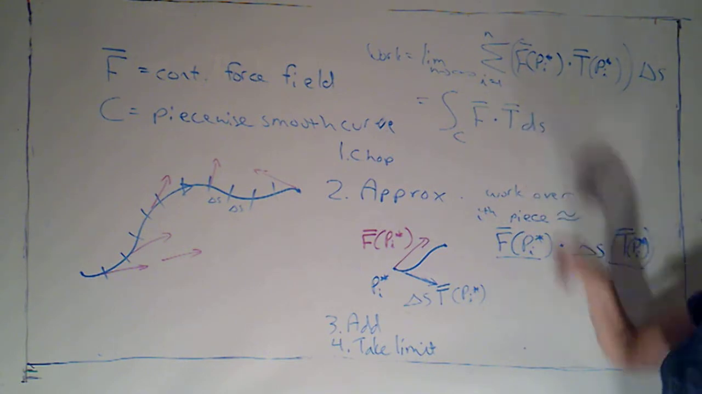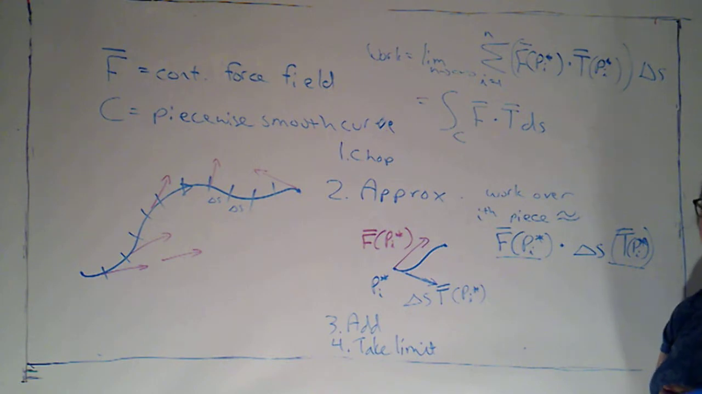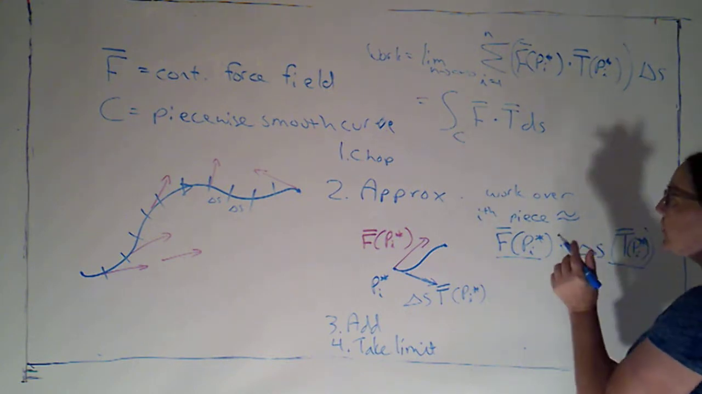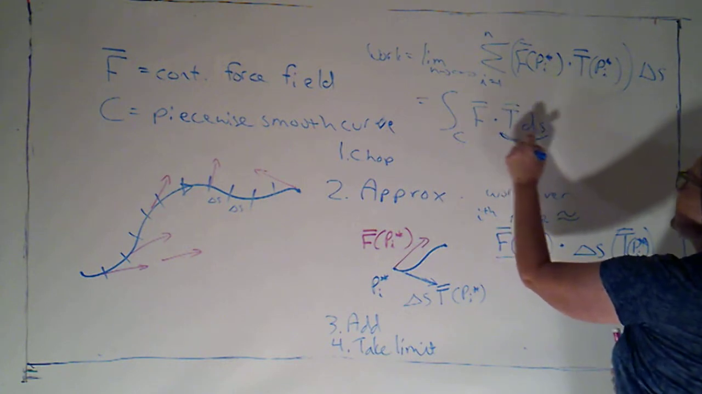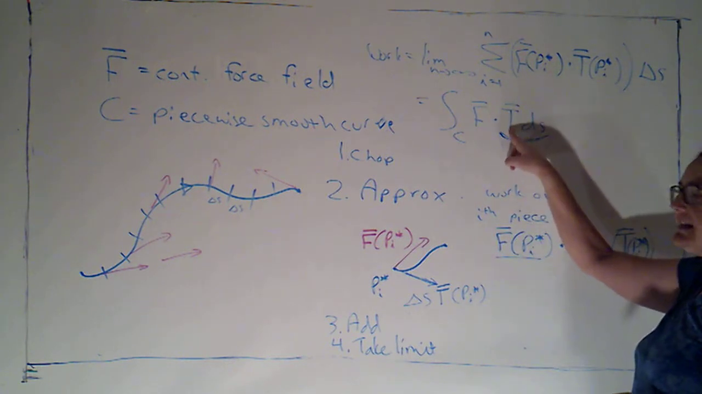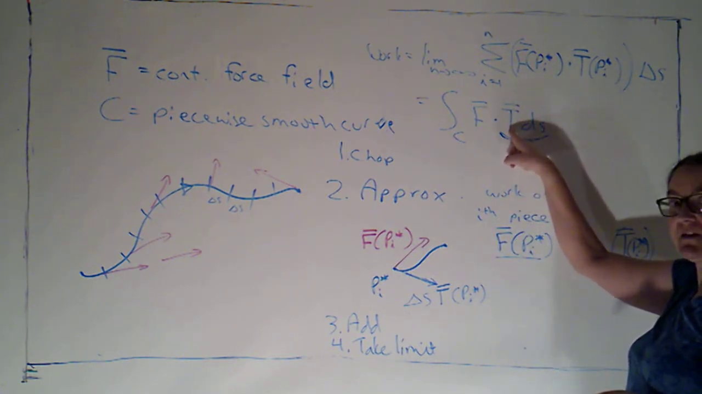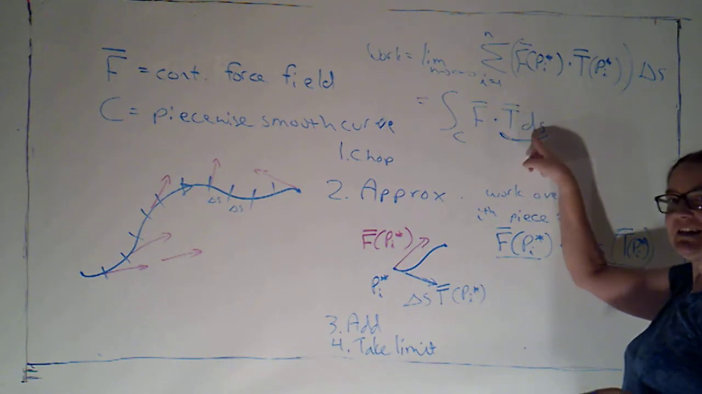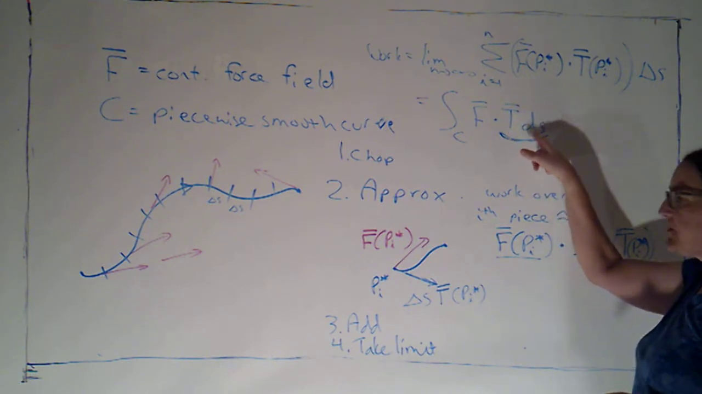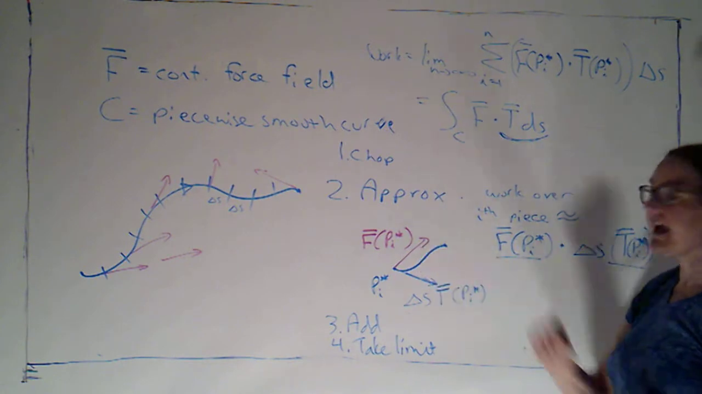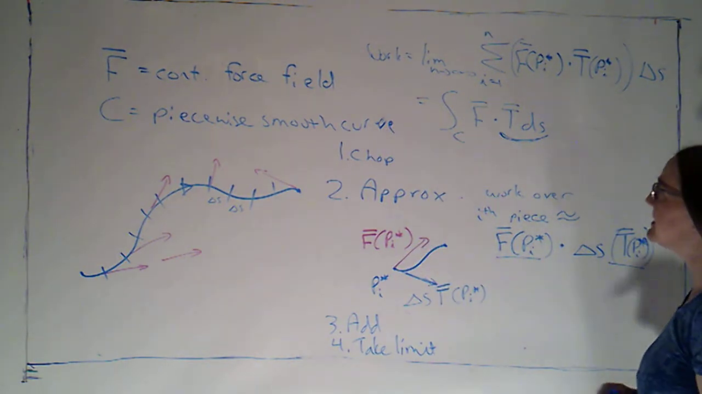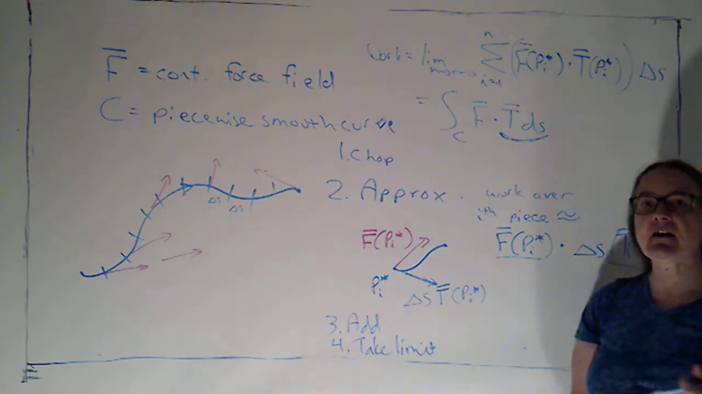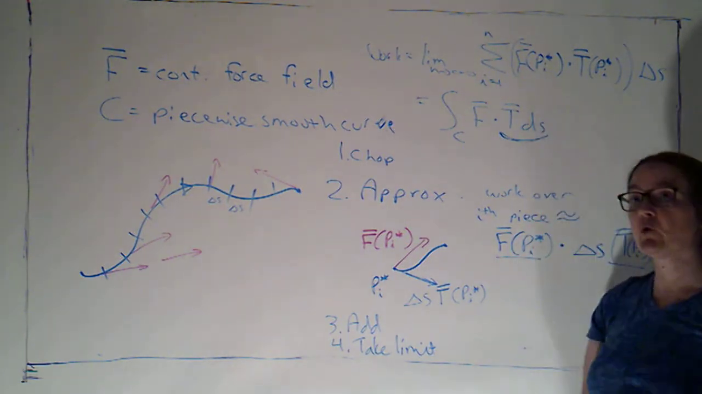Now what I like about this notation is I can see where it's coming from. Work was force dotted with displacement. This right here is my displacement, where T gives me the direction of the displacement vector, and ds is scaling it so that it's going to have the same length as the curve, so that it has the correct magnitude. Okay, so that's how we're going to set up some work integrals.